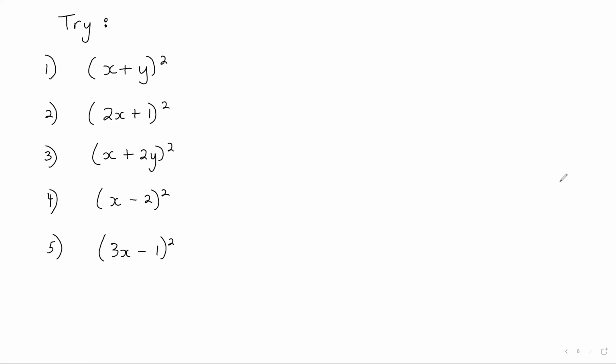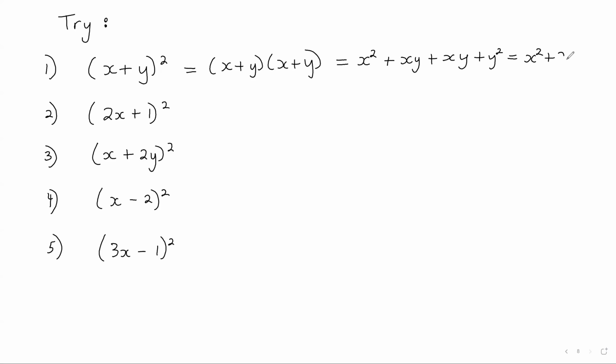Okay, guys, so this would be x plus y times x plus y, and my second line will be x by x, which is x squared. x times y is xy. y times x is xy as well. And y times y is y squared. So my final answer here will be x squared plus 2xy plus y squared. Only writing it across like this because I don't have enough space, right? But you, of course, will write it line by line.